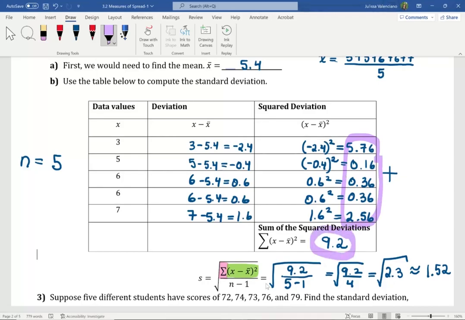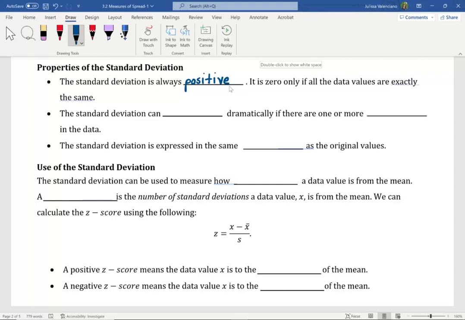To compute the standard deviation, we have the square root of a positive value divided by a positive value. N minus 1 is always going to be positive. The square root of a positive value divided by a positive value is equal to the square root of a positive value. The square root of a positive value is equal to a positive value. Your standard deviation should always be a positive number. Now, if you end up with a negative value, you know that you made a mistake. So again, the standard deviation is always positive.